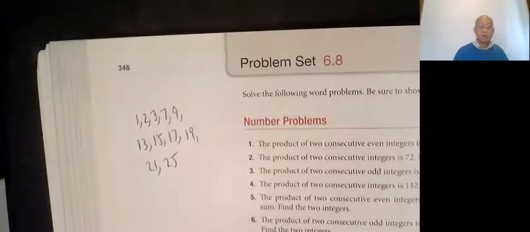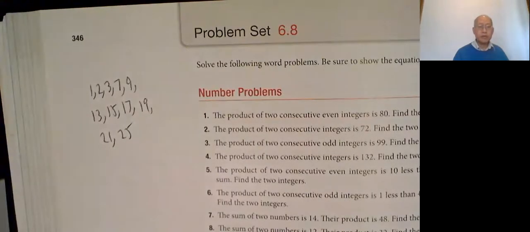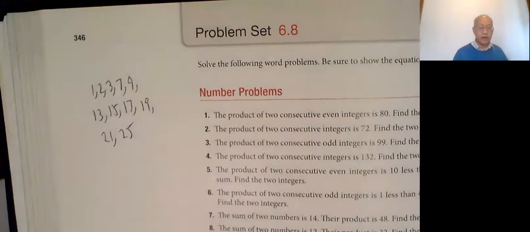These are notes for section 6.8. Okay, so 6.8 is word problems. Page 346, 1, 2, 3, 7, 9, 13, 15, 17, 19, 21, and 25.